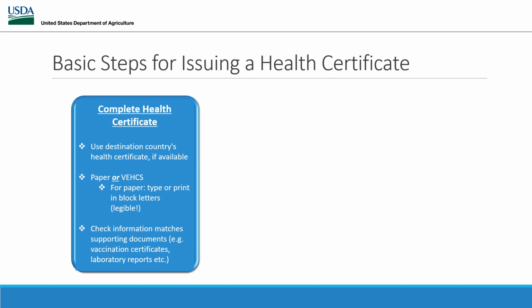Once that's complete, you can issue the health certificate required by the destination country, either by issuing a paper health certificate or using VEHCS. It is imperative that the health certificate is legible, so if you opt to issue a paper health certificate over using VEHCS, it is preferable for the health certificate to be typed. Many of the health certificates in the PTW and IRegs are fillable for this reason. Regardless of if you issue a paper health certificate or use VEHCS, as you complete the health certificate, double-check that the information matches its supporting documentation, such as vaccination certificates and laboratory reports.